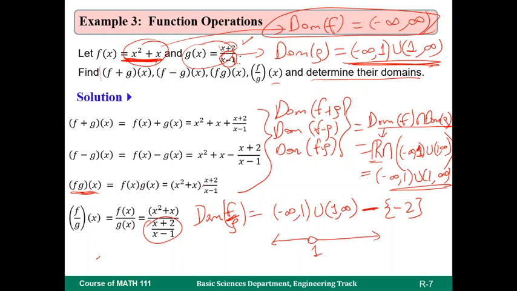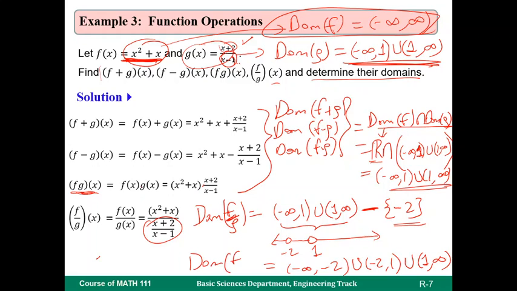So we already have this one here. This is our set, and we want to remove the point minus 2, which is here. When you remove this one, you have to make this one empty. So it's removed. So the set will be minus infinity up to minus 2, then parentheses minus 2 to 1, and then 1 to infinity. So this will be the domain of f over g.